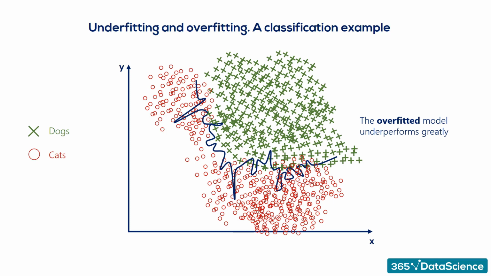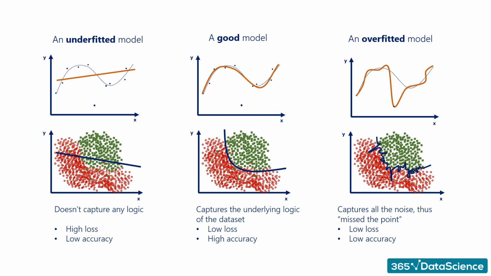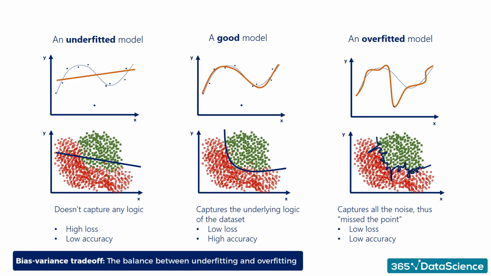Alright, let's conclude the lesson with the following remark. What is a well-trained model then? Well, it is somewhere between an underfitting and an overfitting model. This fine balance is often called the bias-variance trade-off.